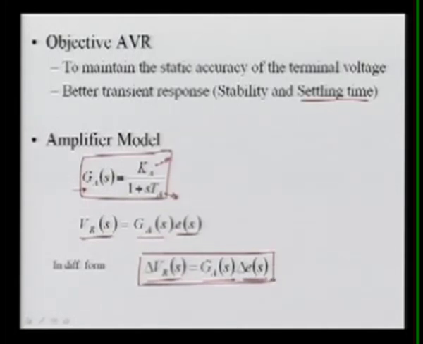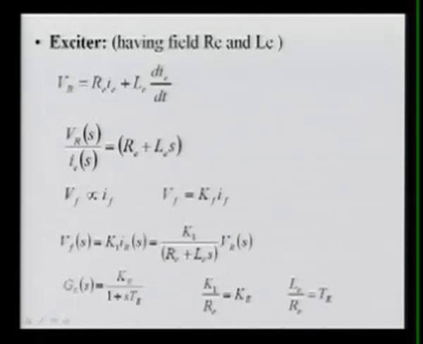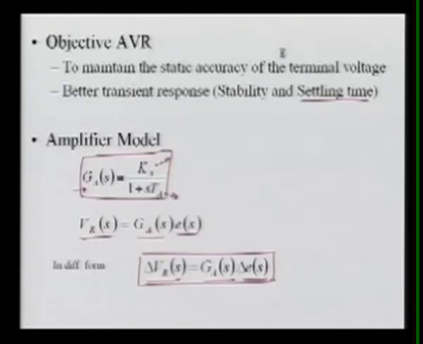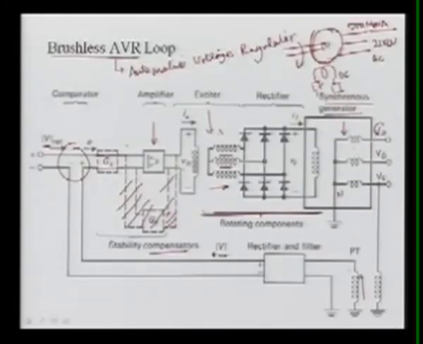So the next component is your exciter, and now we have to model the exciter as well. We can assume that the field has its RE and LE, as you can see in the block diagram here. LE is the inductance and RE is the resistance, and then we can write the voltage equation: VR will be nothing but RE IE plus LE dIE upon dt. So we can write this differential equation.